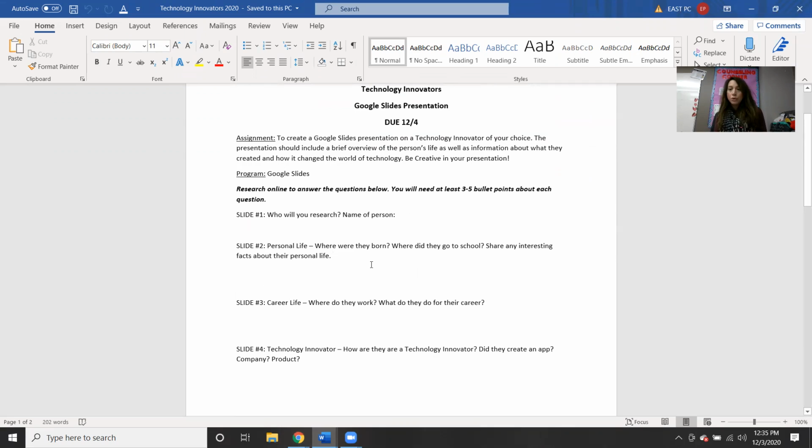So let's get you to do the first part, which is selecting the person and then going in and starting the research. This should be done in a Google Doc. Don't send me Google Slides. That's one step ahead. I want you to do the research. I want you to practice researching, right? This is kind of like a rough draft.